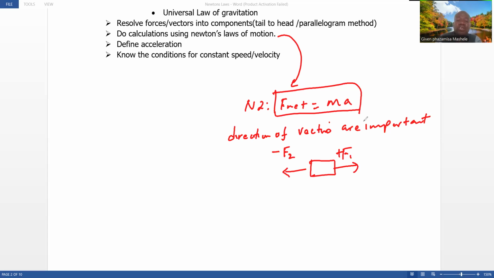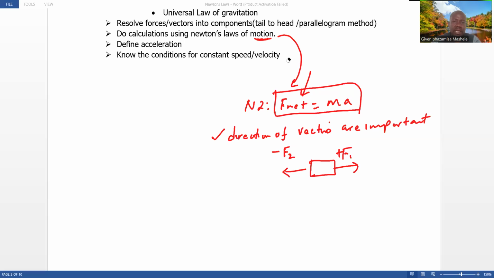And when we are doing calculations, you cannot just calculate the net force of vectors that are horizontal and vertical by just adding them. It's unacceptable. There will be a video where we are just going to solve problems relating to this, and also the universal law of gravitation.